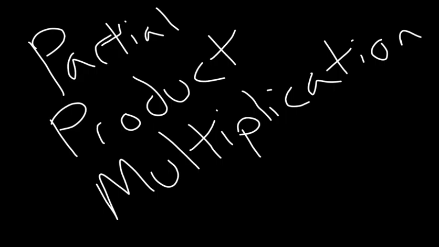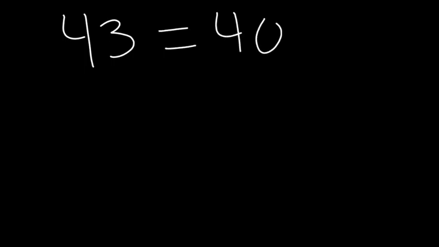Partial product multiplication first requires that you understand the concept of expanded form. Let's review. In expanded form, we take a number and we split it up into its parts by place value. So for instance, the number 43 will be split up into 40 and 3.